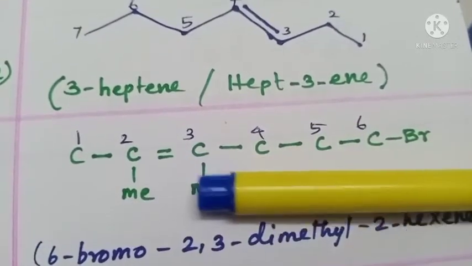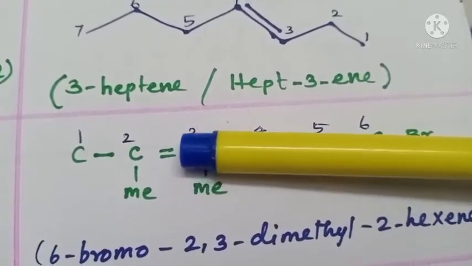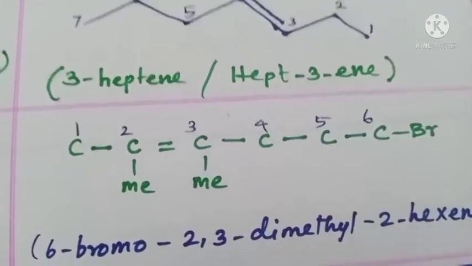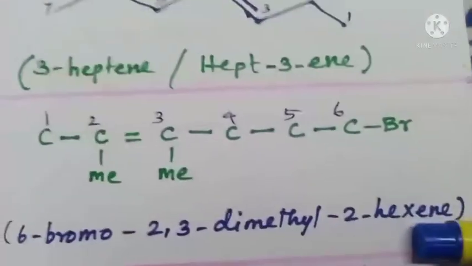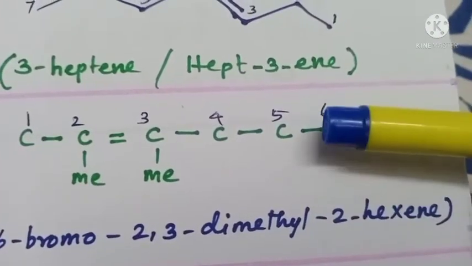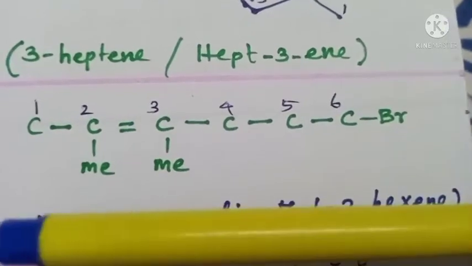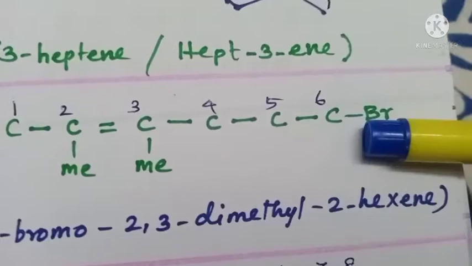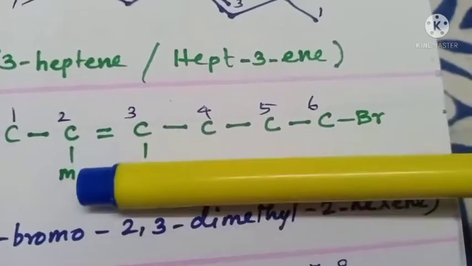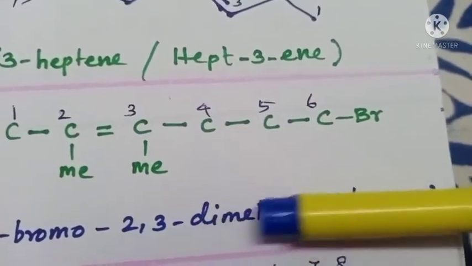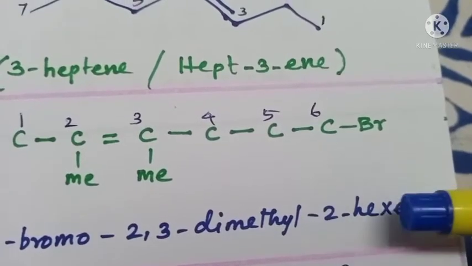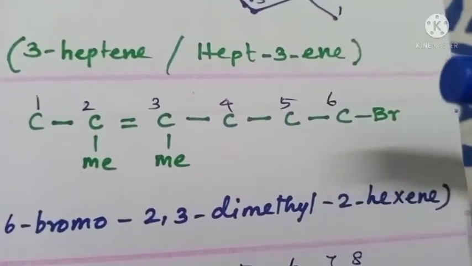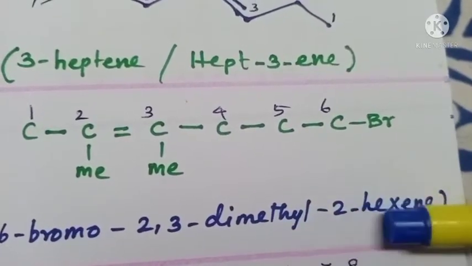I number from the left side by considering the double bond, giving least number to the double bond. Now the double bond is at second carbon, so 2 hexene. Bromine is at 6th carbon, so 6 bromo. So I follow alphabetical order. Bromo, methyl. 6 bromo, methyl groups at second and third carbon, 2,3 dimethyl, 2 hexene. That's the complete name of this compound. 6 bromo, 2,3 dimethyl, 2 hexene.